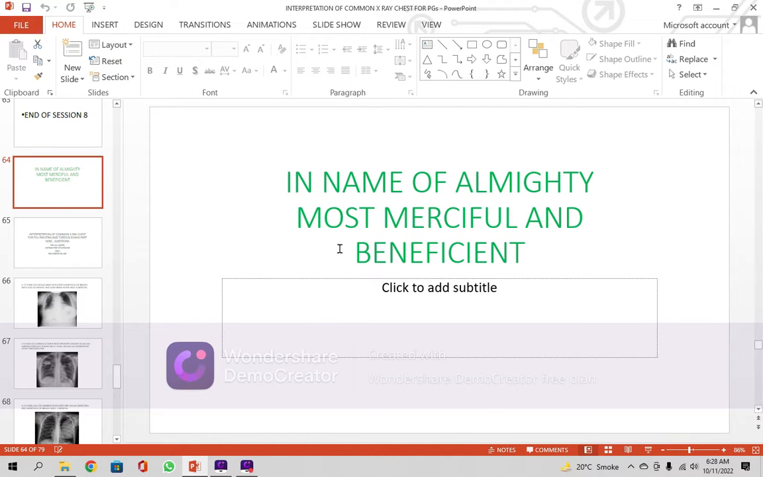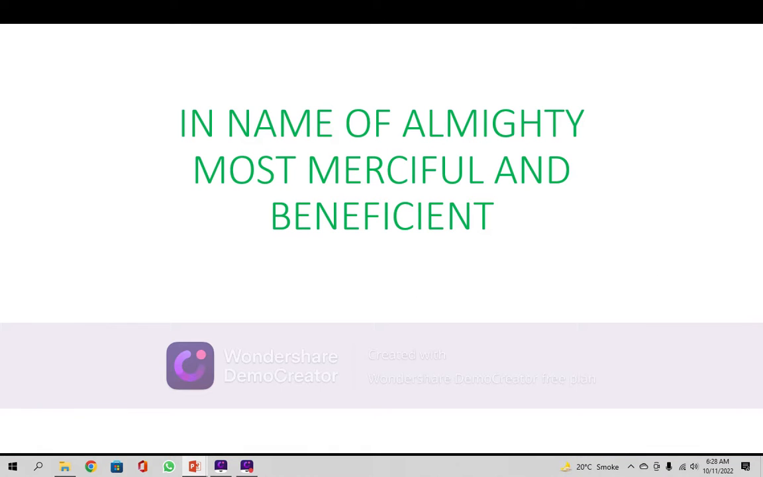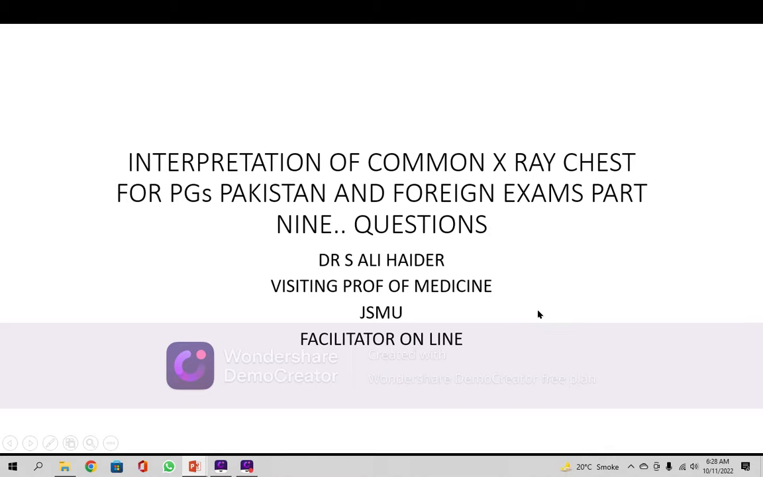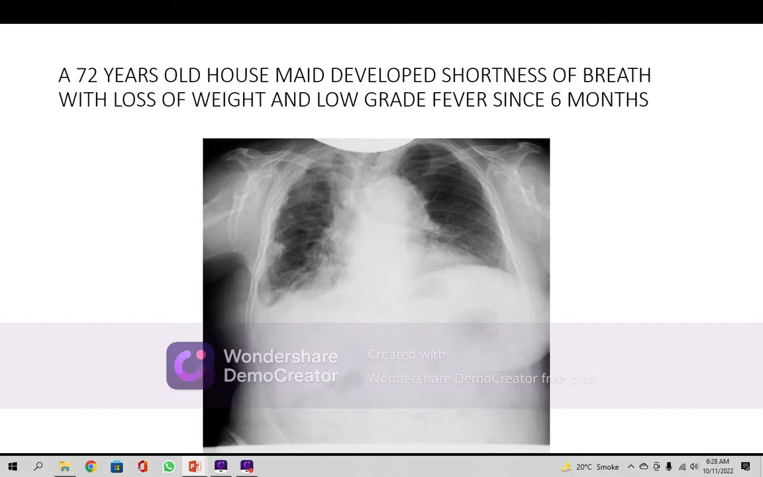In the name of the Almighty, the most merciful and beneficent, previously I have shown you some X-rays. Although there are problems of recording on this video because the audio system is not working properly. Anyway, the X-ray was shown to you, and 5 X-rays have been shown. This is section and part 9. I'll try to interpret it for you.